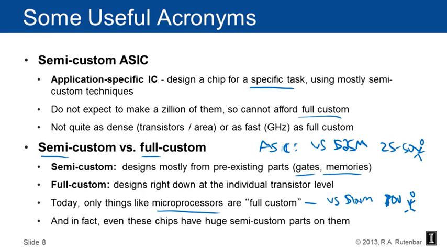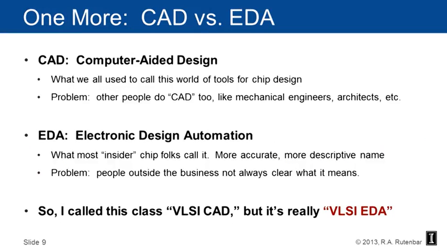Is really complicated, expensive teams to do those kinds of designs. And even today, the full custom processor designs have huge amounts of semi-custom parts on them. So we're focusing on semi-custom ASICs in this class. One more really important acronym that I've got to give you. CAD is computer-aided design, and that's what we all used to call this world of tools for chip design.